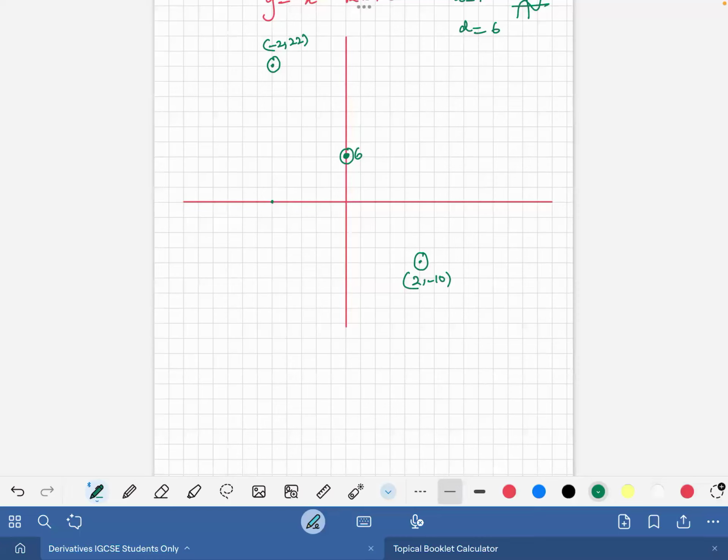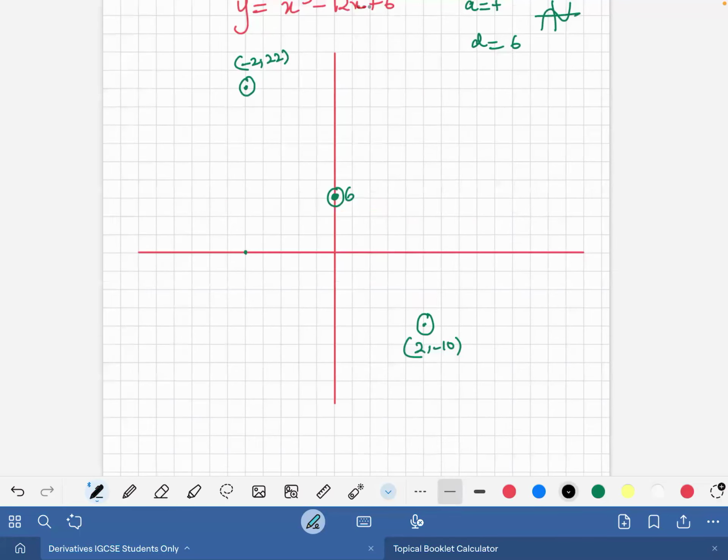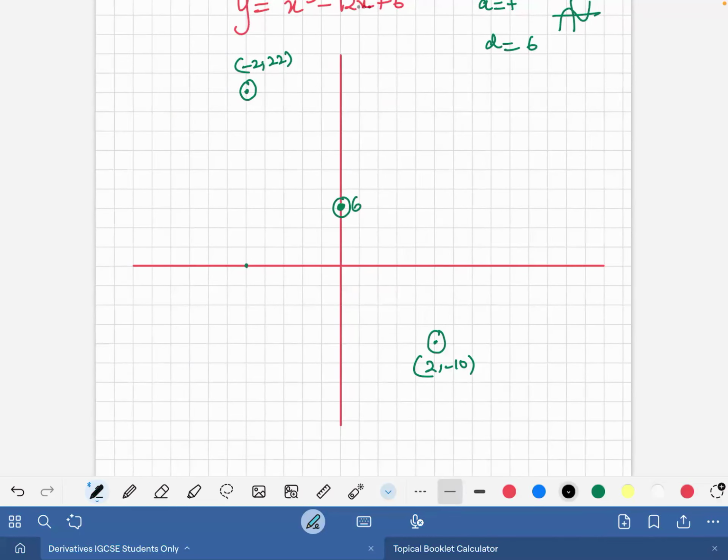Understood? Now I need to sketch the graph. Now how to sketch a graph? For sketching, just see. I need to turn the graph at these 2 points, because these two are turning points. Understood everybody or not? Yes, sir. So simply join them like this. See, it's a wave. Understood everybody or not?